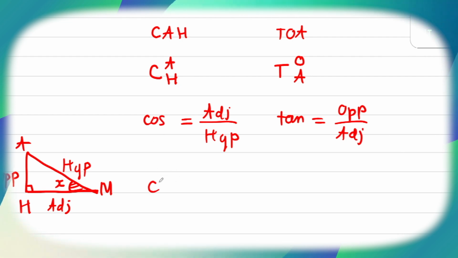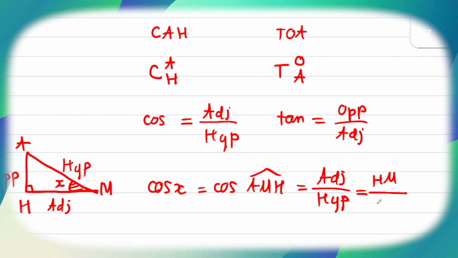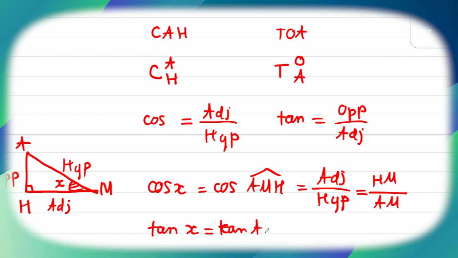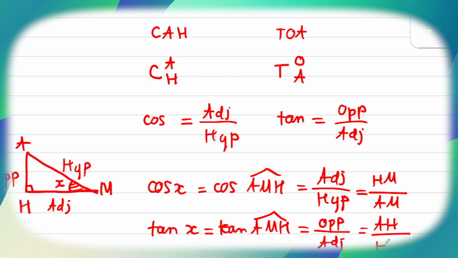So I want to calculate the cos of the angle AMH. This will be equal to adjacent divided by hypotenuse. What is the adjacent side of H? The adjacent side of H is HM, and the hypotenuse is AM. About Toa, tan of the angle AMH is opposite over adjacent. The opposite side will be AH and the adjacent will be HM.